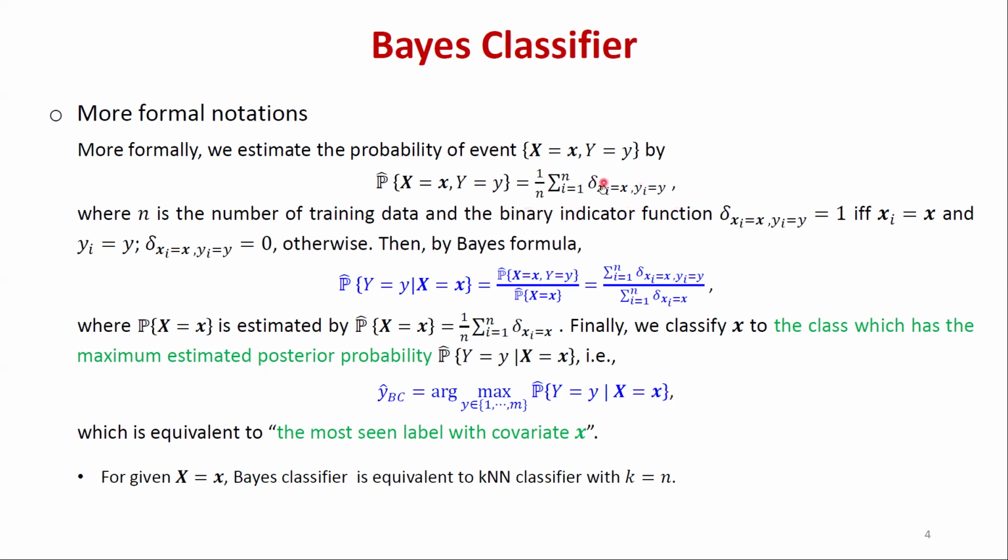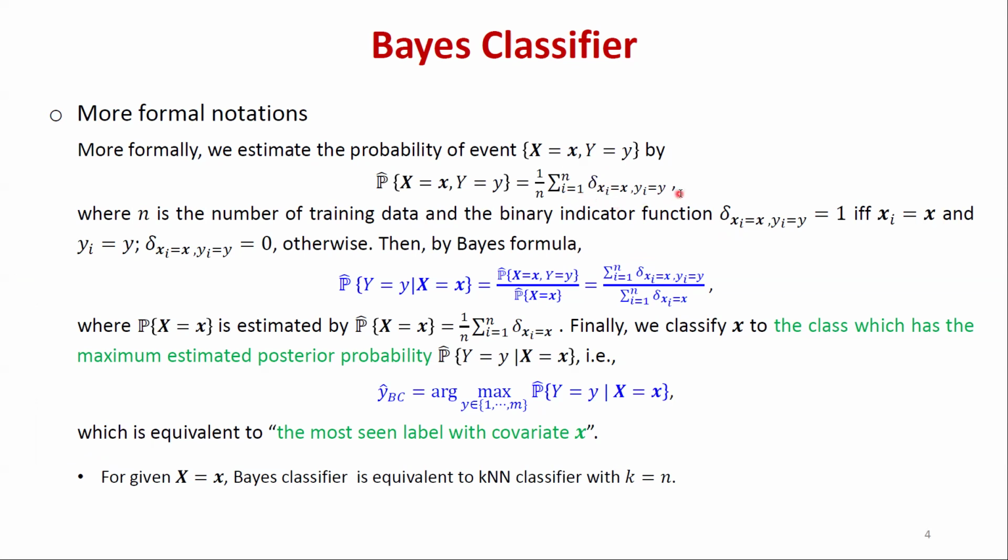So this means this delta function is the binary indicator function. Indicator function means, for this very small area, is this condition satisfied? If it's satisfied, then the delta of this one equals 1. If it's not satisfied, it equals 0. So delta is such a binary indicator function. Now let's see what that means.